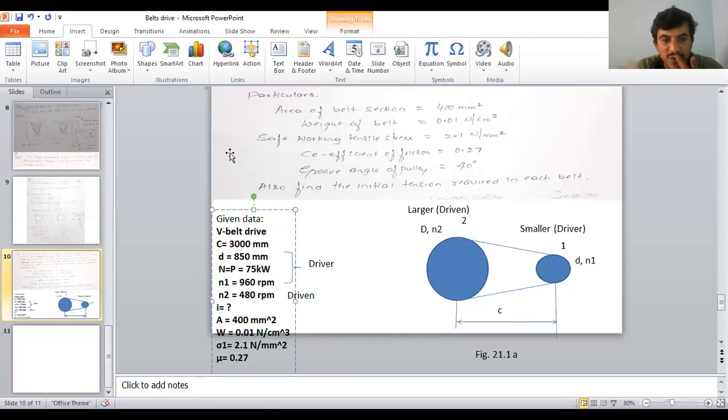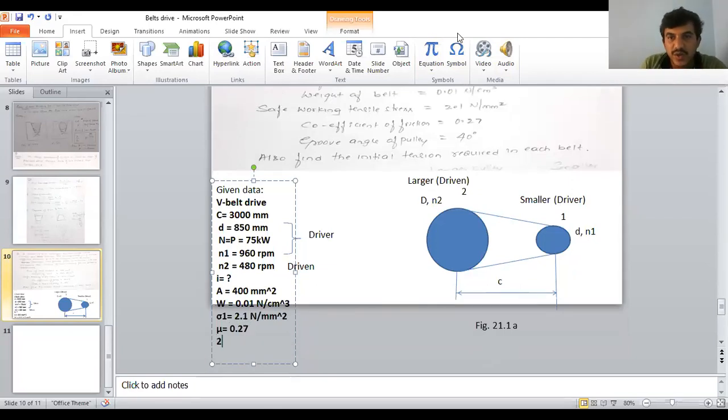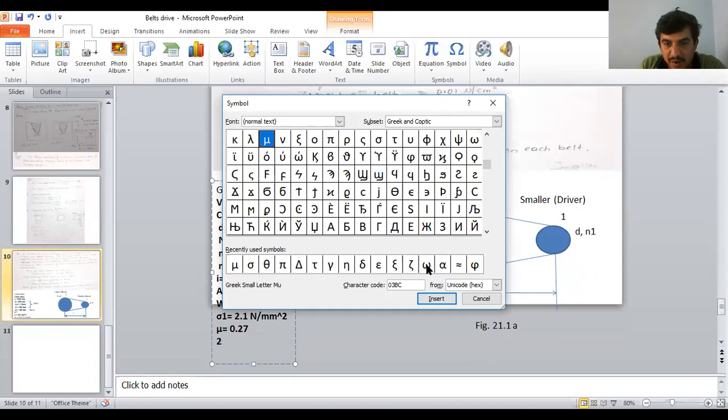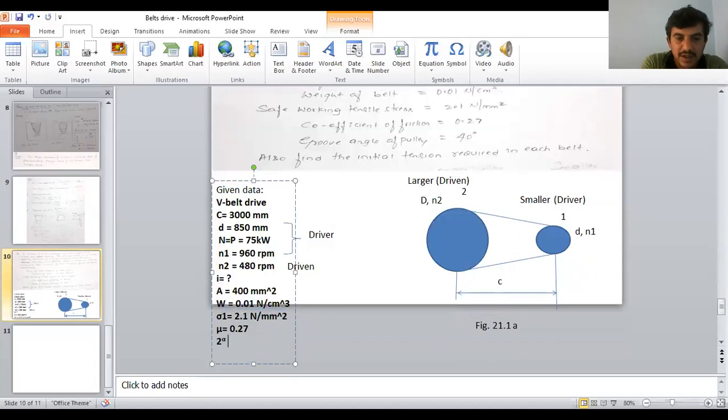There is the groove angle. Groove angle is nothing but 2 into alpha. Not alpha, alpha is half the groove angle. Full groove angle is 2 alpha. That is 40 degree. Next, also find the initial tension required in each belt, that is T naught.